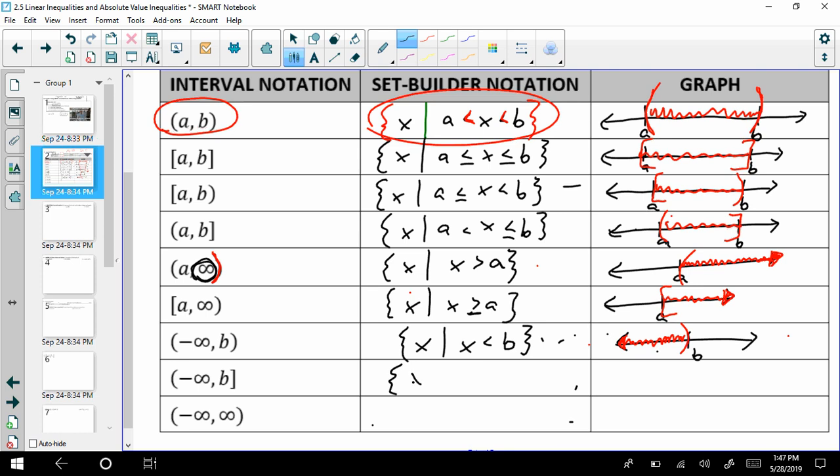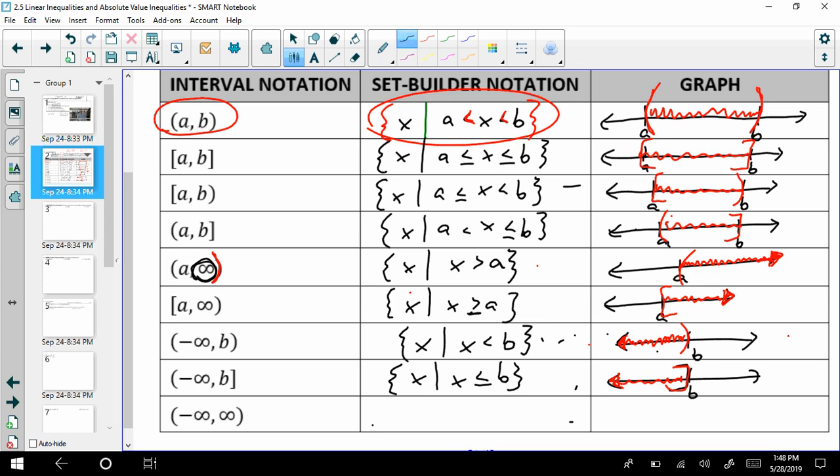Next one, same thing, except because B has a bracket, I can be equal. And then I want everything less.